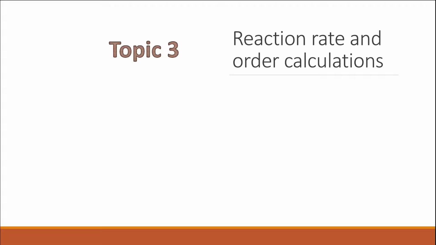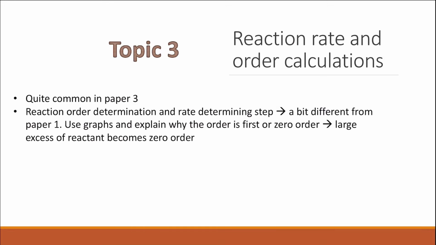A reaction rate and order calculation, it's quite common in paper 3, even when it comes in paper 1, because it's one of the main topics in paper 1, but it also can feature in paper 3. So usually there is a reaction order determination and rate determining step. The type of question here is going to be a bit different from the one that comes in paper 1, because this is a constant question in paper 1. Usually they would ask you to use graphs to find the order of the reaction and explain why the order is zero order or first order and so on.